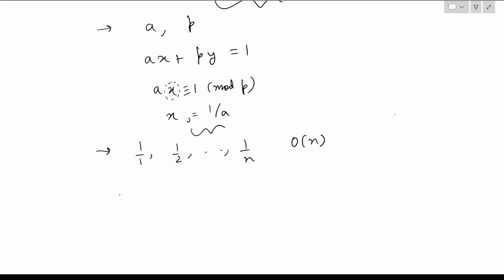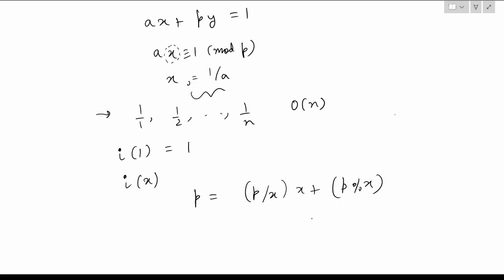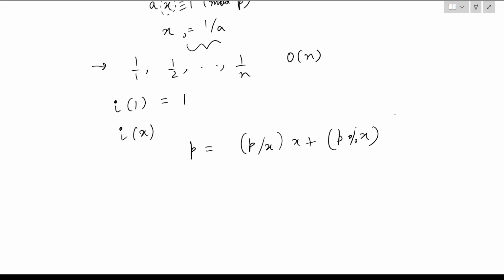So the inverse of 1, I'm going to call it, let's say, I of 1. So I of 1, we all know that's just 1. And now let's say that we're trying to compute I of x. So we start by actually writing p as p by x times x plus p percentage x, or p mod x. And the crucial property that holds true here is that this number is in fact less than x.